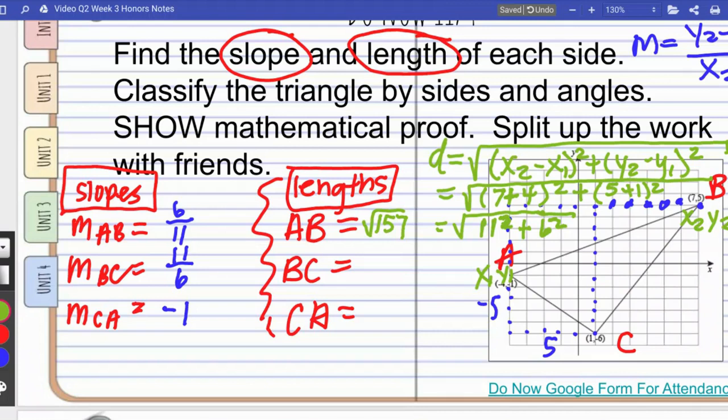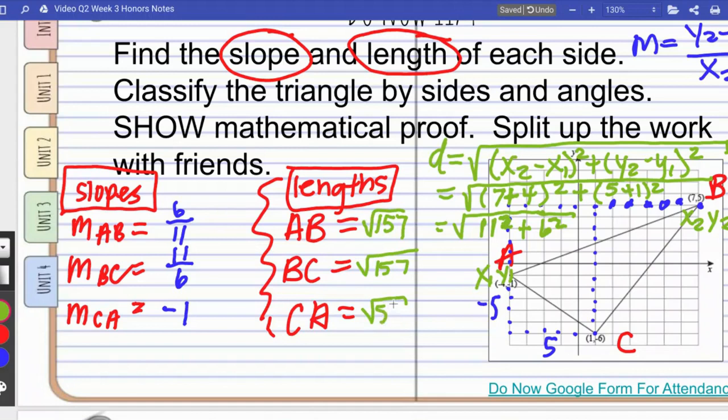Square root of... man, every once in a while my pen decides to stop working. Square root of 157. And then C to A. That's going to be the square root of 50 after the distance formula.